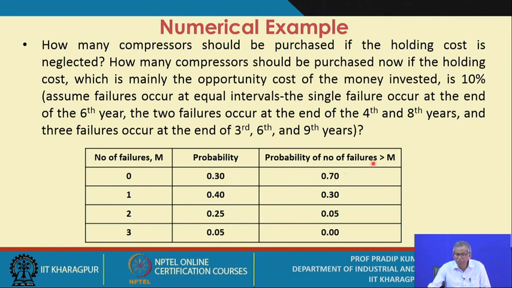Similarly, the probability of number of failures greater than 1 will be 1 minus (0.3 plus 0.4), that means 0.30. And similarly, we calculate that the probability of number of failures greater than 2 will be 0.05, and the probability of number of failures greater than 3, obviously, will be 0. Okay. So we have added this column. Please try to understand the meaning of all these values.